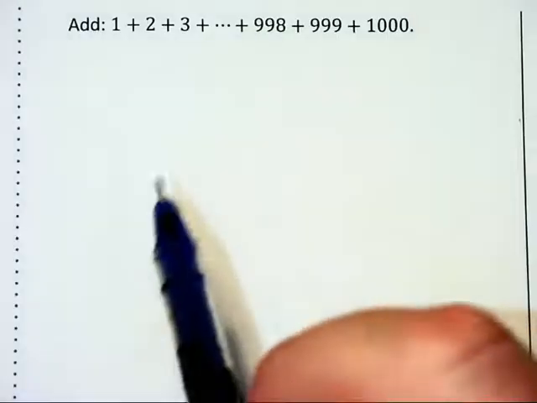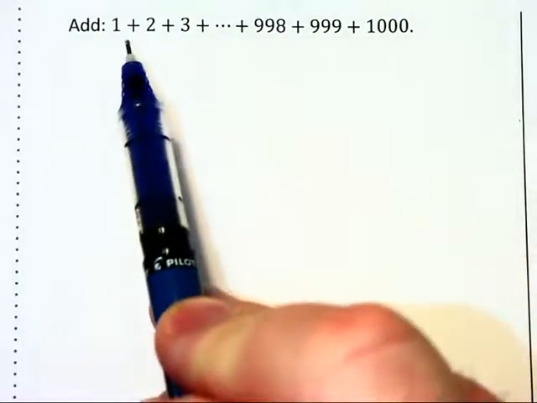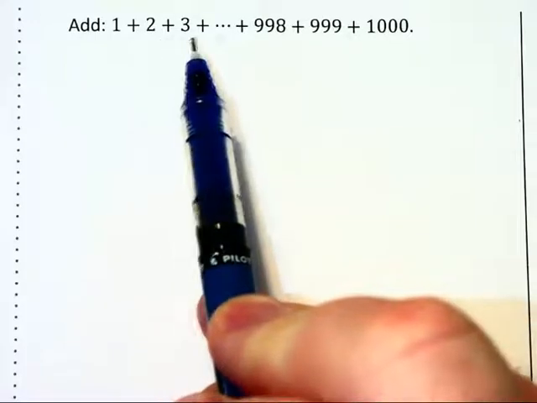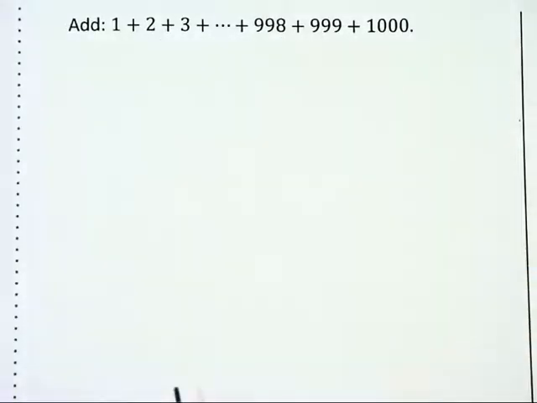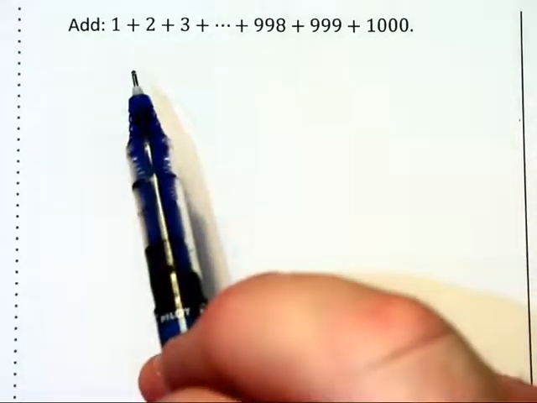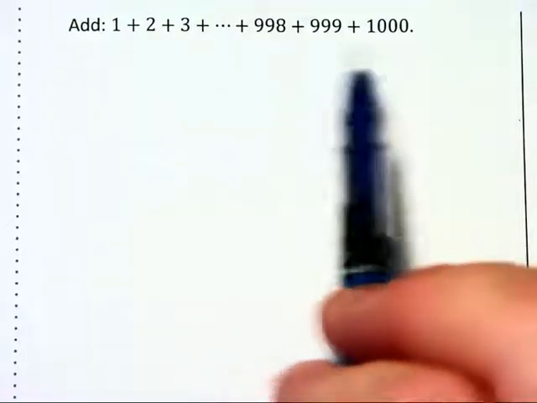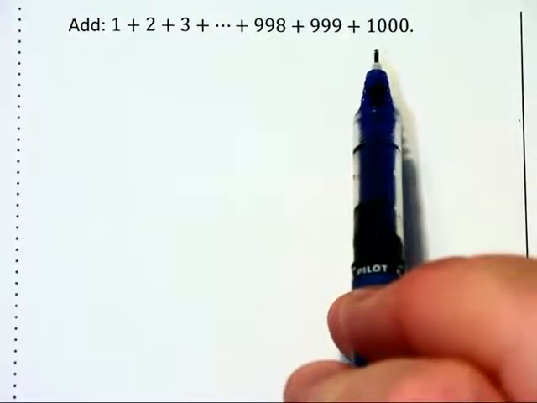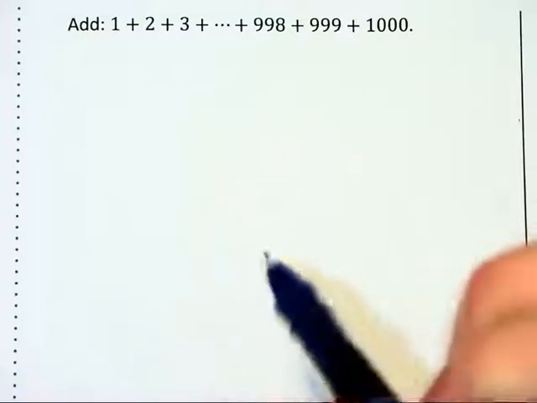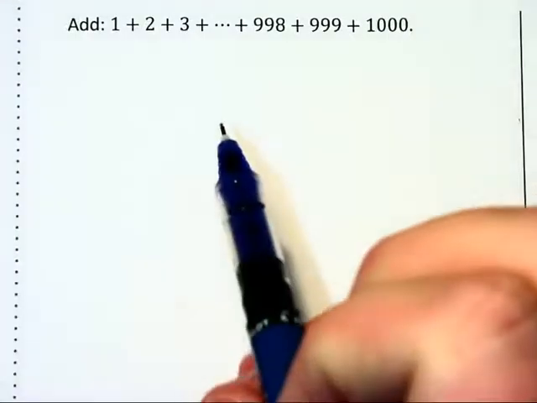Now we turn our attention to series. We can tell that this is a series because we have plus signs between terms rather than commas. We're being asked to add the first 1,000 natural numbers in this problem. Now let's begin by looking at this very carefully.